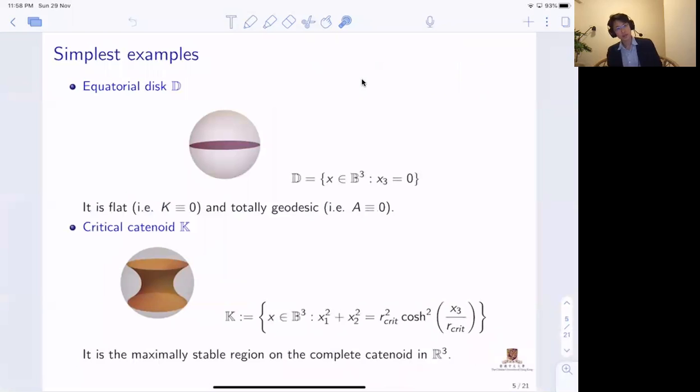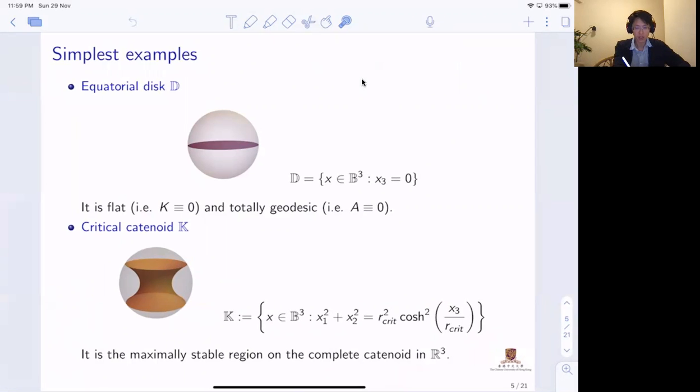So again, what are some of the simplest examples in this case? The simplest example is given by the so-called equatorial disk. So if we look at one of the coordinates, set it to 0, then in this picture that I'm drawing, with x3 in this direction, you look at the equatorial one. This is of course a flat minimal surface, just a flat plane, and it hits the boundary orthogonally because it's equatorial. So this angle is 90 degrees. So this example is flat and totally geodesic. Okay, all right, not too interesting.